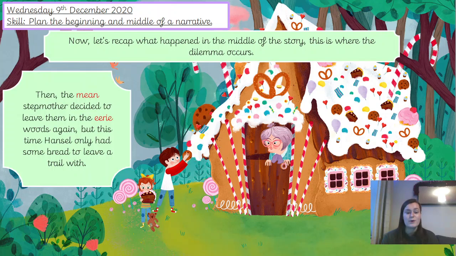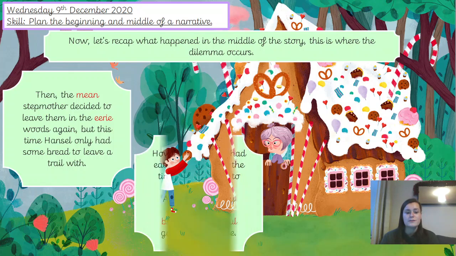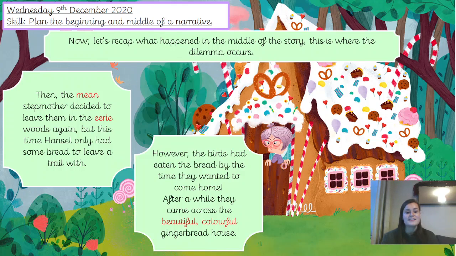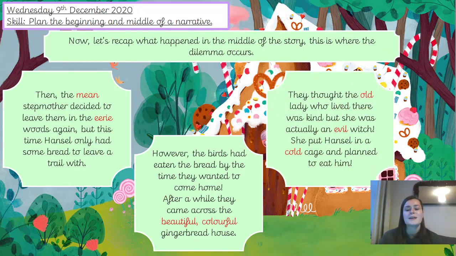So then we've got that time conjunction. The mean stepmother decided to leave them in the eerie woods again, but this time Hansel only had some bread to leave a trail with. However, so we've got a sentence opener there, the birds had eaten the bread by the time they wanted to come home. After a while, they came across the beautiful, colourful gingerbread house. So you've got two adjectives in that one and a time conjunction, after a while. They thought the old lady who lived there was kind, but she was actually an evil witch. She put Hansel in a cold cage and planned to eat him.